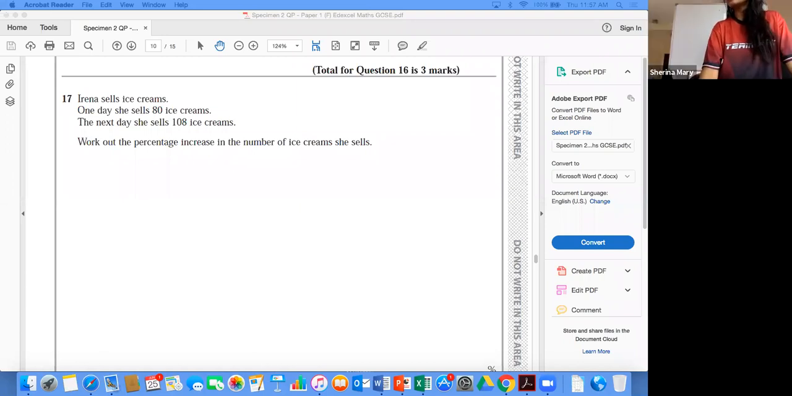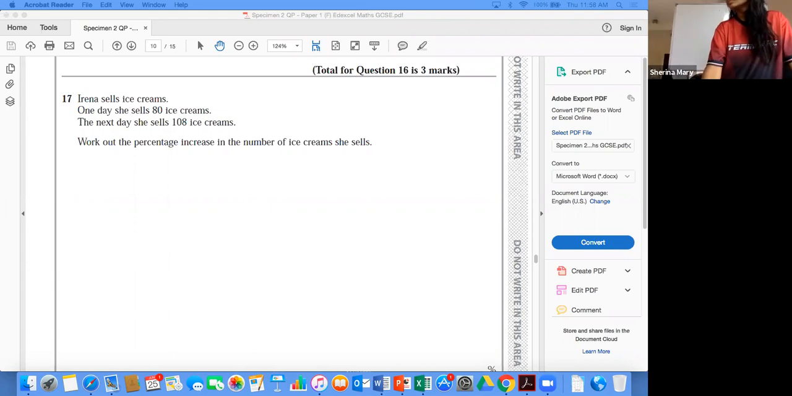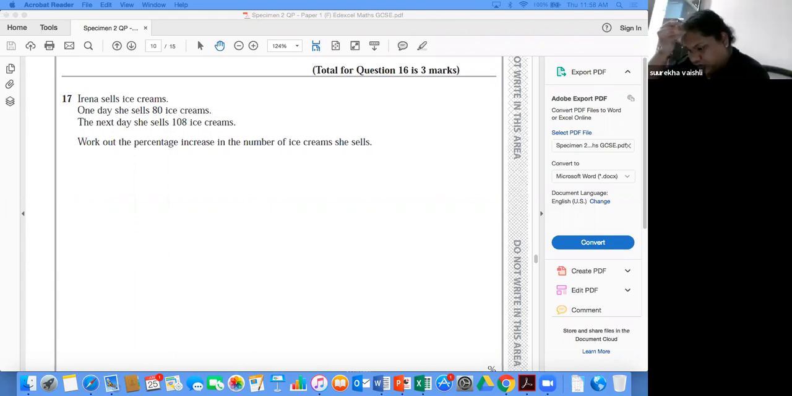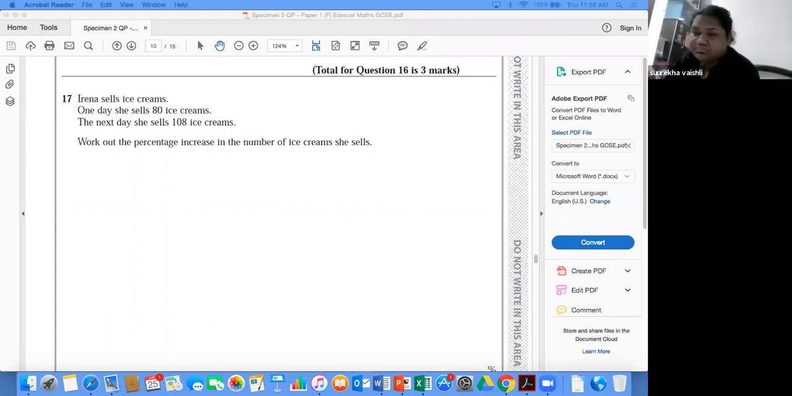So 35%. Irina sells ice cream, she sells 80 and then 108. Percentage increase. So how do you do that? What do you all get? 35%. So how do you get 35%? 108 minus 80 gets 28. 28 over 80 times 100. So 28 divided by the original, which is 80, times 100. But first 108 minus 80, right? It's the increase, so you just have to calculate the increase.